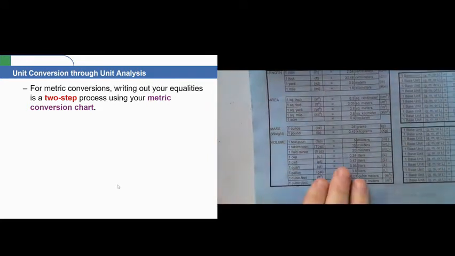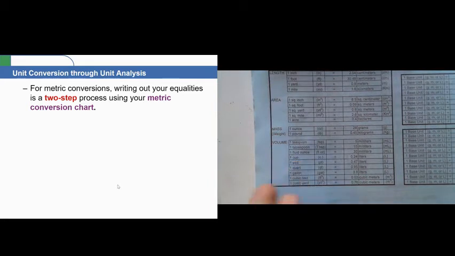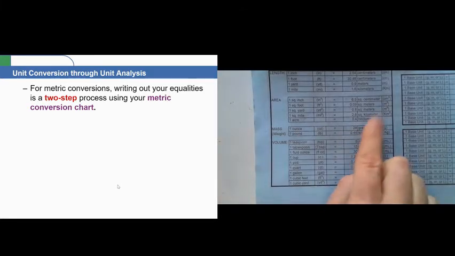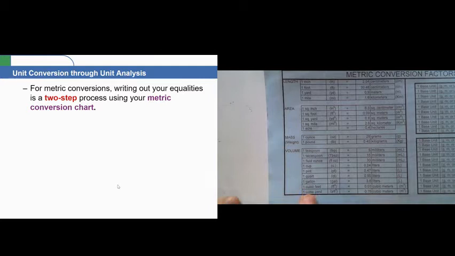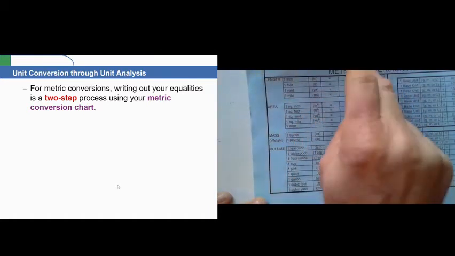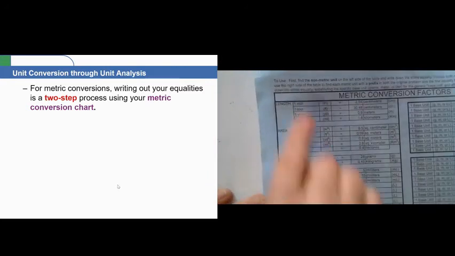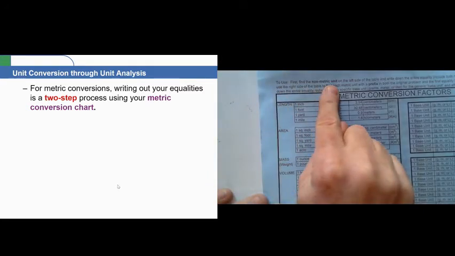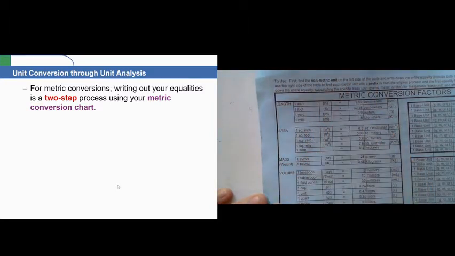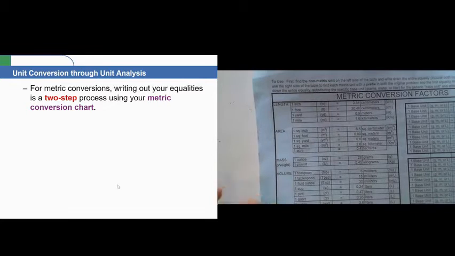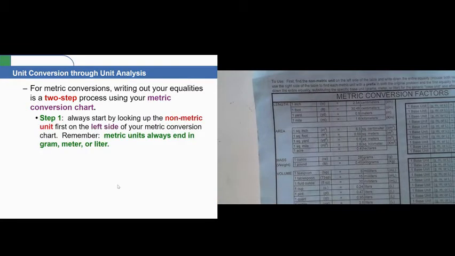One side is where you have the equalities that get you from or to the non-metric or imperial units to the metric units. All right. The first column over here is all the non-metric units, and they're going to be equal to a certain number of metric units. And notice how on the top, it gives you the directions on how to use it. First, find the non-metric unit on the left side of the table and write down the entire equality. Include both the number and units. All right. So you always look there.